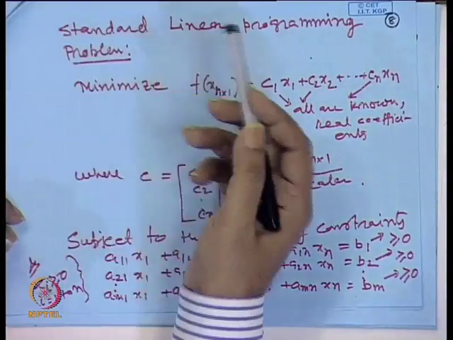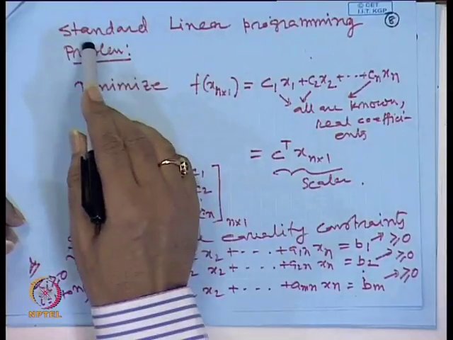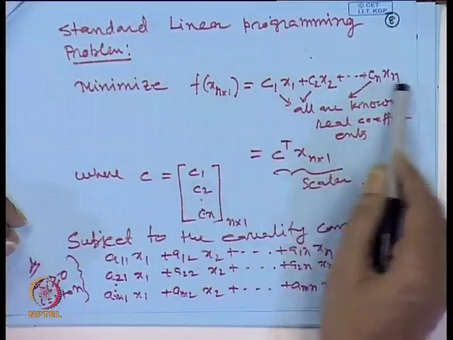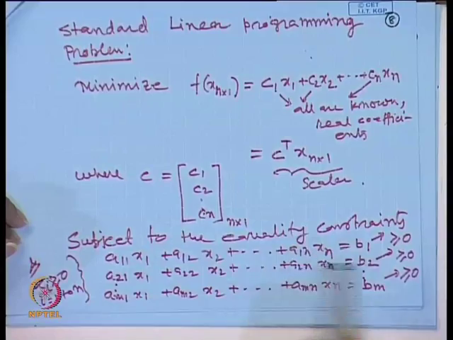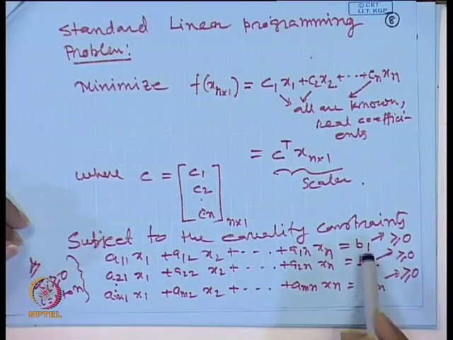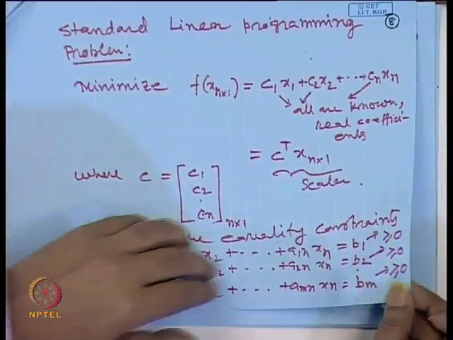In order to solve this problem by the simplex method, which is an iterative, numerical method, you first have to convert the linear programming problem into a standard LP problem. What is a standard LP problem? Minimize a linear function, written c transpose x, subject to all equality constraints. If the actual problem has inequality constraints, one has to convert them into equality constraints. The right hand side is a constant, and those constants are greater than or equal to 0, meaning non-negative numbers. All our design variables x1, x2, dot dot, xn are also greater than or equal to 0, non-negative numbers.